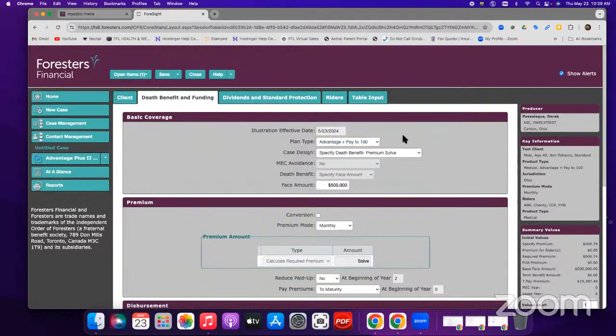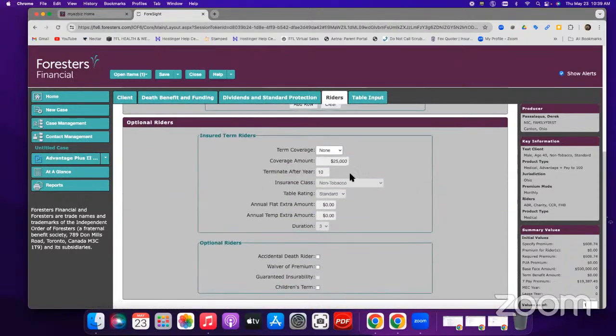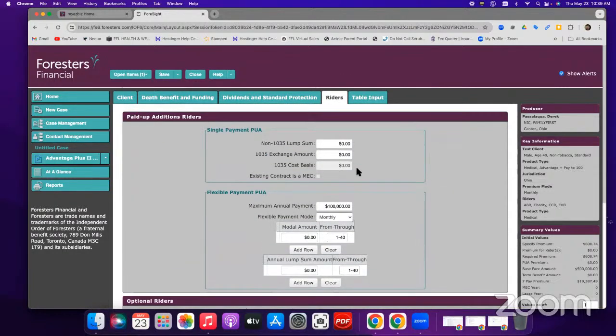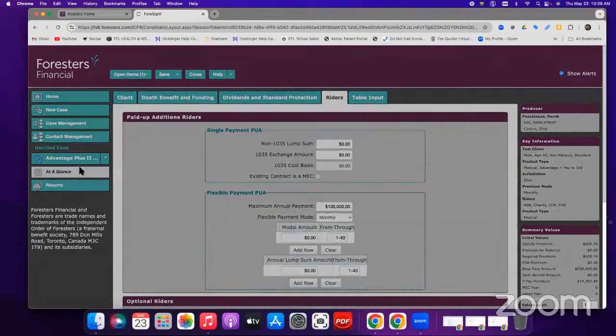All right, so $608. If you want $500,000 in pure whole life coverage through Foresters, you'd be looking at $608.74 a month, and that's for $500,000 of death benefit. Okay, and that is no term insurance at all, none. You're just getting straight $500,000 of whole life coverage, plain vanilla, regular, nothing fancy.